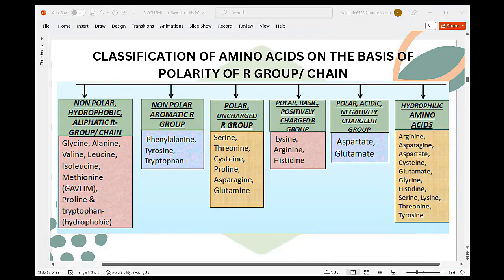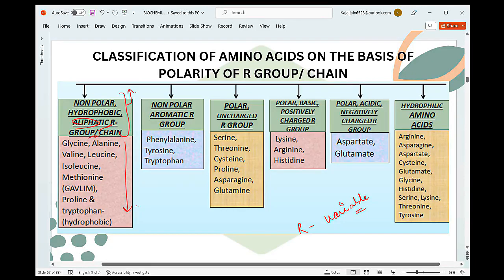Now, if you remember, in the very beginning of the class I told you that it is the R group, the variable group, on which the property of our complete amino acid depends, right? So over here you have polar, non-polar, hydrophobic, aliphatic. I'll show it to you. What is it? Aliphatic R chain or aliphatic R group is present. These are all the examples.